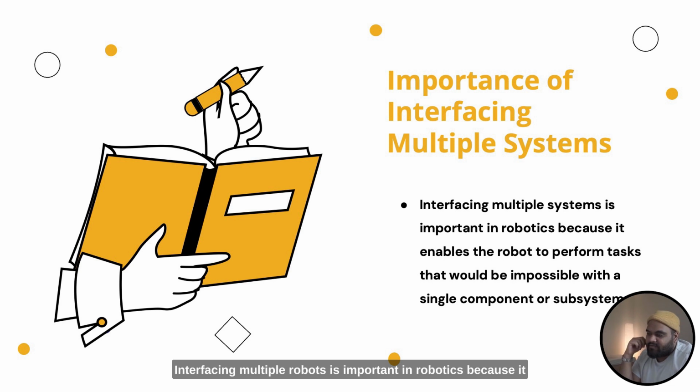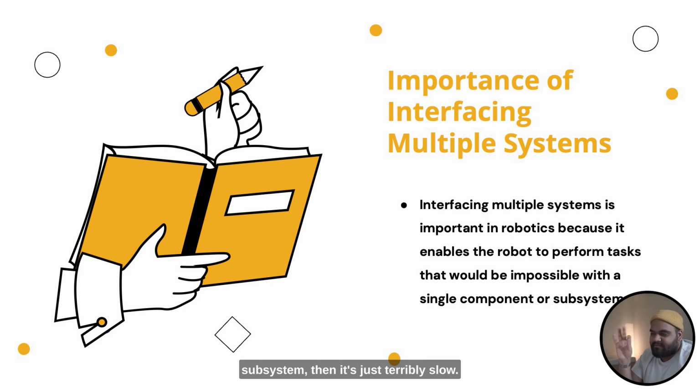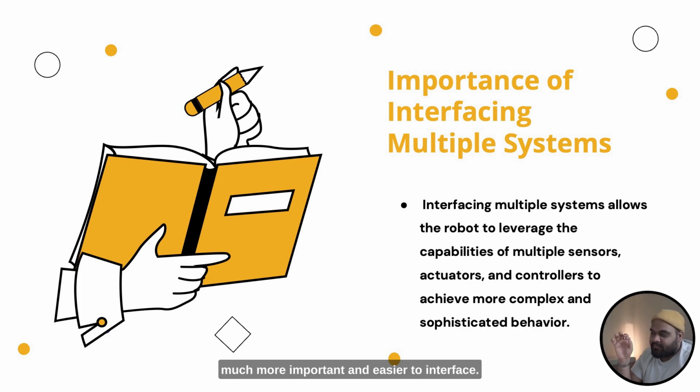Interfacing multiple systems is important in robotics because it enables the robot to perform tasks that would be impossible with a single component or subsystem. If you have a single component or subsystem, then it's just terribly slow. So we effectively use these things, which are much more important and easier to interface. Interfacing multiple systems allows the robot to leverage the capabilities of multiple sensors, actuators, and controllers to achieve more complex and sophisticated behavior.